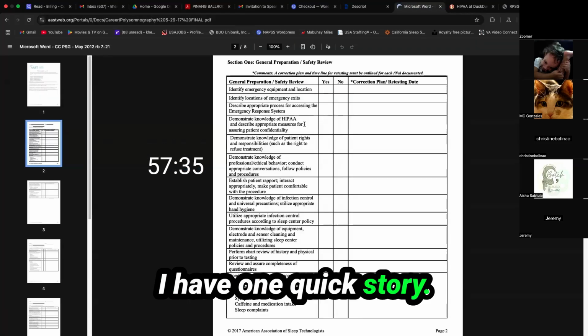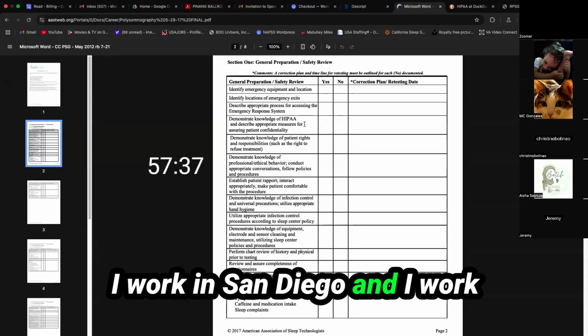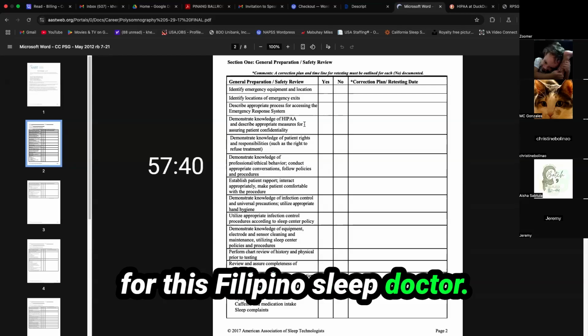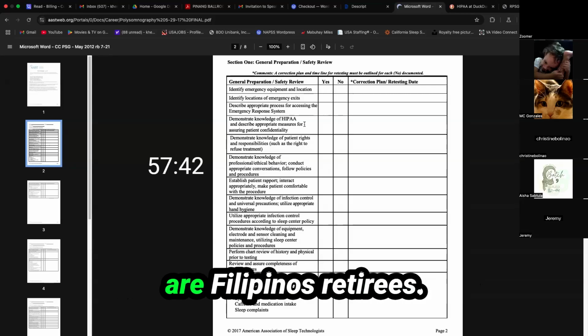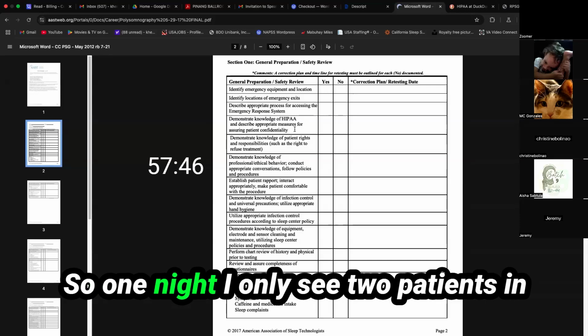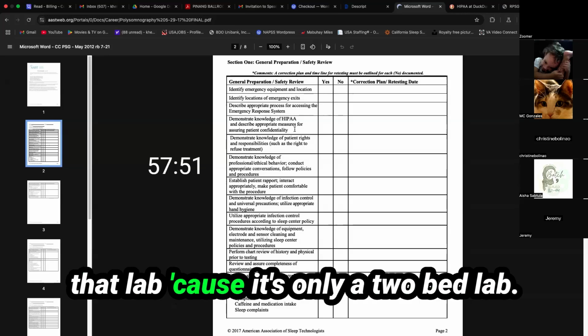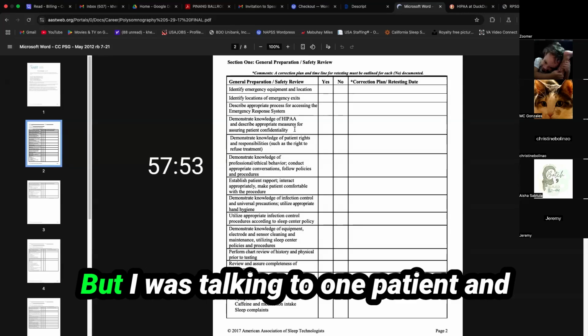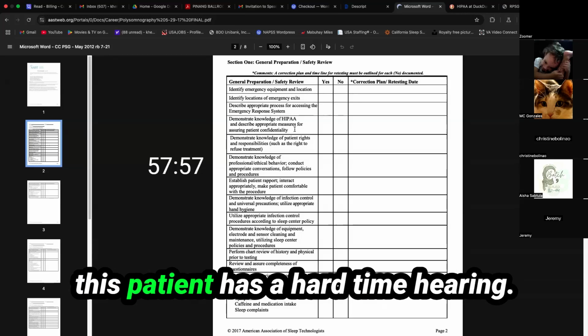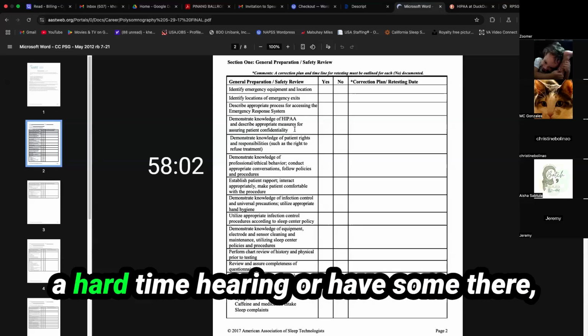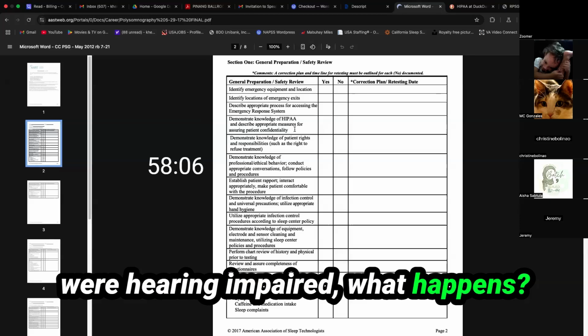I have one quick story. I work in San Diego and I work for this Filipina sleep doctor. Her community of patients are Filipino retirees. So one night, I only see two patients in that lab because it's only a two-bed lab. But I was talking to one patient, and this patient has a hard time hearing. So what happens when your patient has a hard time hearing or is hearing impaired? What happens? Anybody?